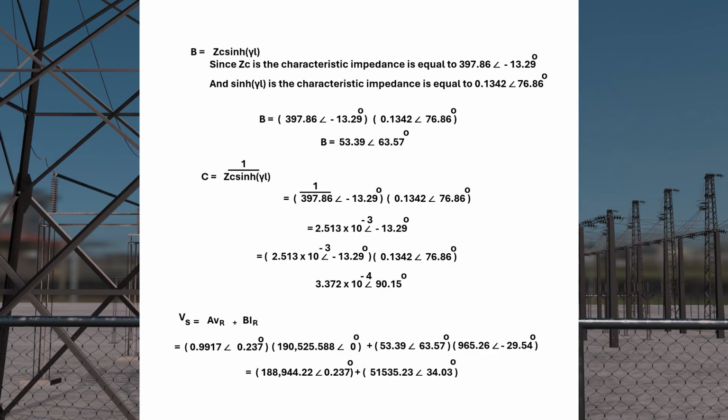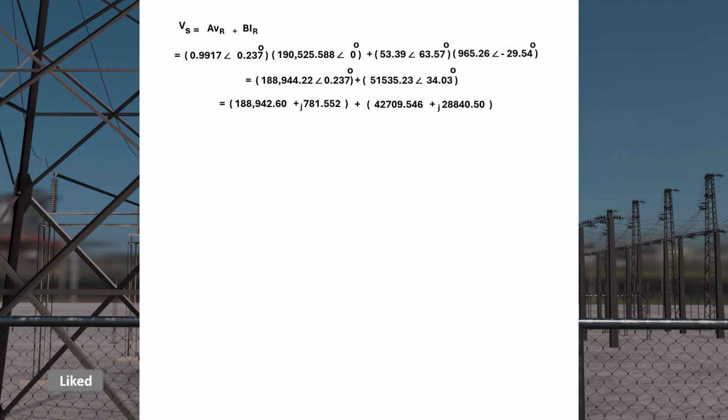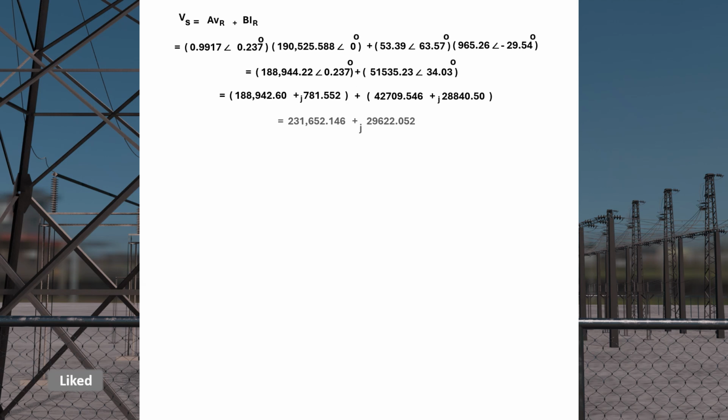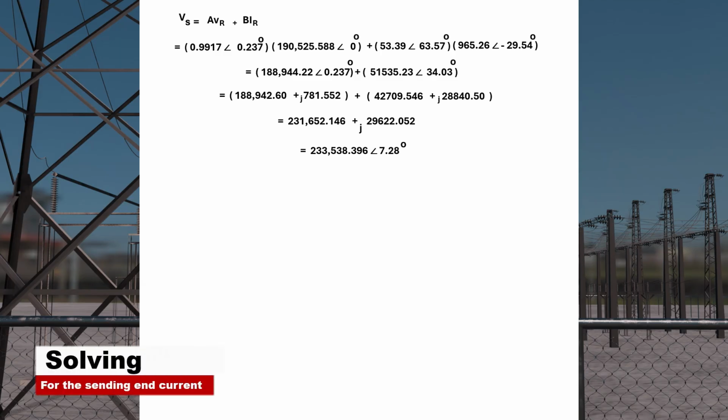Before we can add both phasors together, we need to convert them to rectangular form. After conversion, we obtain Vs equals 231,652.146 plus j 29,622.52. Finally, when this is converted back to polar form, the sending end voltage Vs is 233,538.396 at an angle of 7.28 degrees.